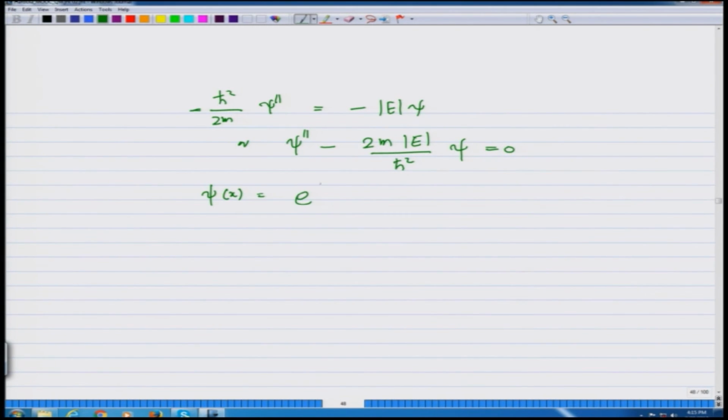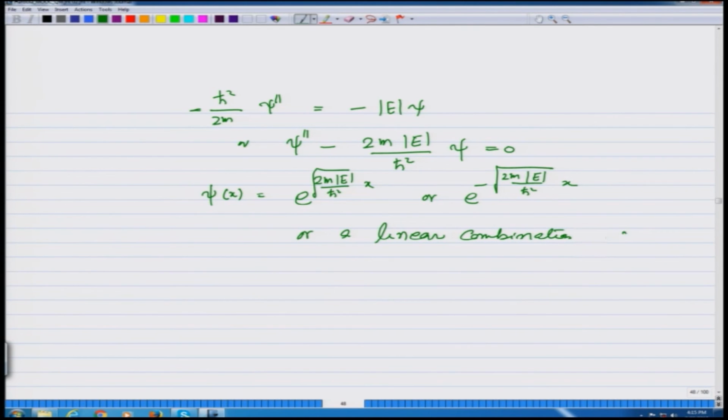So, the solutions again are e raised to square root of 2m mod E over h cross square x, or e raised to minus square root of 2m mod E over h cross square x, or a linear combination of the two.